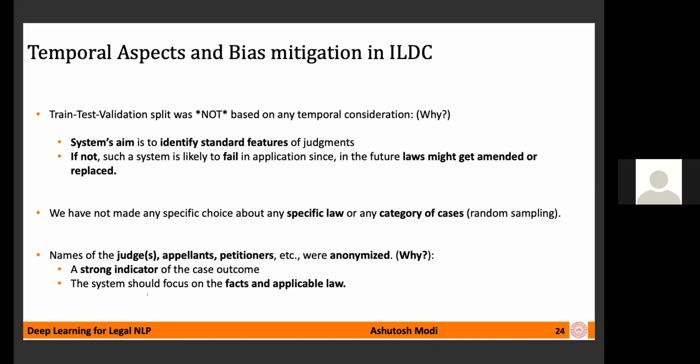Regarding the bias mitigation aspect, we randomly sampled the documents and did not focus on any particular domain of cases, or any particular domain of cases coming from a particular law. As a pre-processing step, we remove all the meta information from documents, like the names of the judges and the names of the appellants or petitioners. The anonymization with respect to the judge's name is necessary, as legal experts pointed out that the judge's identity can sometimes be a strong indicator of the case outcome.